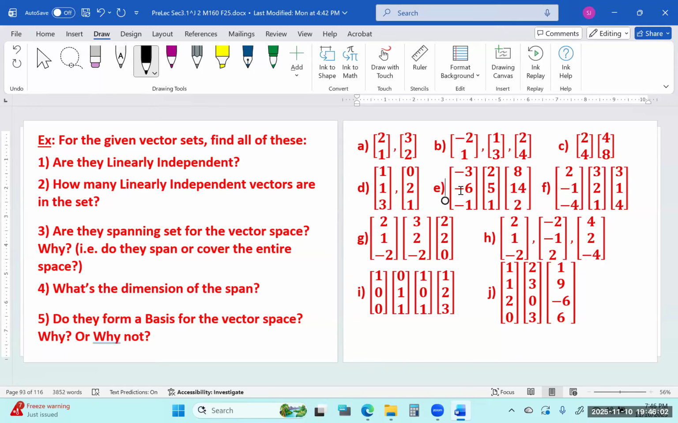So you found that you have two independent vectors in R2. So do they span the entire R2? Yes. So what's the dimension of your span? Means how many independent vectors you have? Two.